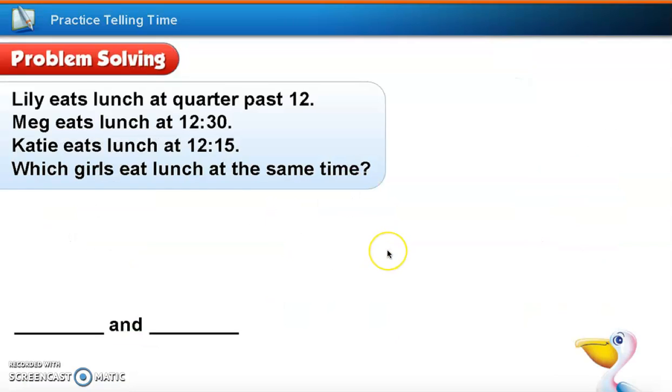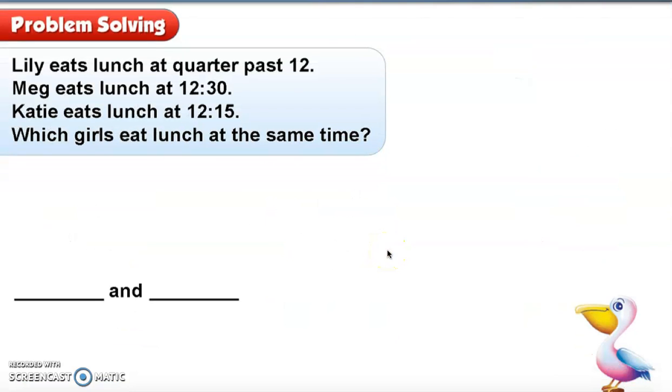All right, just a couple more examples. So this one was kind of similar to the one that we did in the other video. Lily eats lunch at 12:15. Meg eats lunch at 12:30. Katie eats lunch at 12:15. Which girls eat lunch at the same time? So we have 12:30 for Meg, and Katie eats at 12:15. So those two don't eat together.